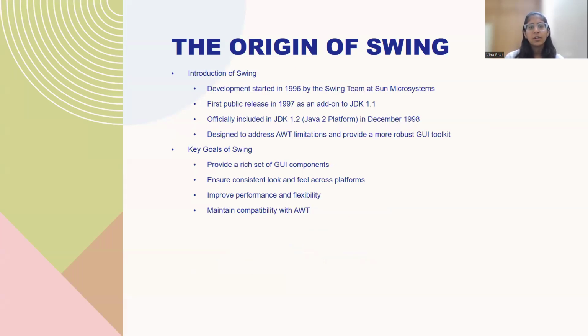Introduction of Swing. The development of Swing was started by the Swing team in 1996 at Sun Microsystems. The first public release was in 1997 as an add-on to JDK 1.1, but it was officially included in JDK 1.2 in December 1998. This was designed to address all the AWT limitations and provide a more robust GUI toolkit. The key goals of Swing were to provide a rich set of GUI components, ensure consistent look and feel across all platforms, improve performance and flexibility, and maintain compatibility with the AWT.